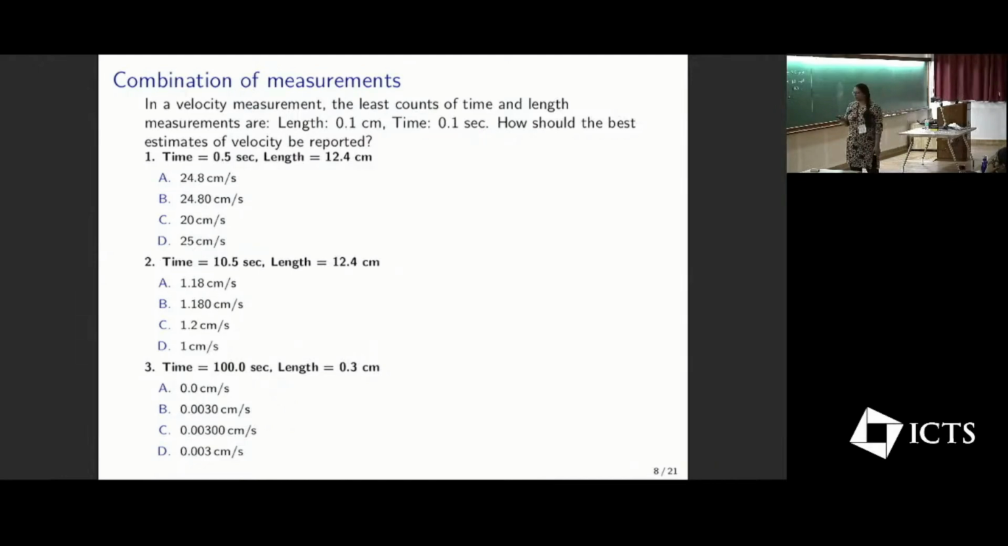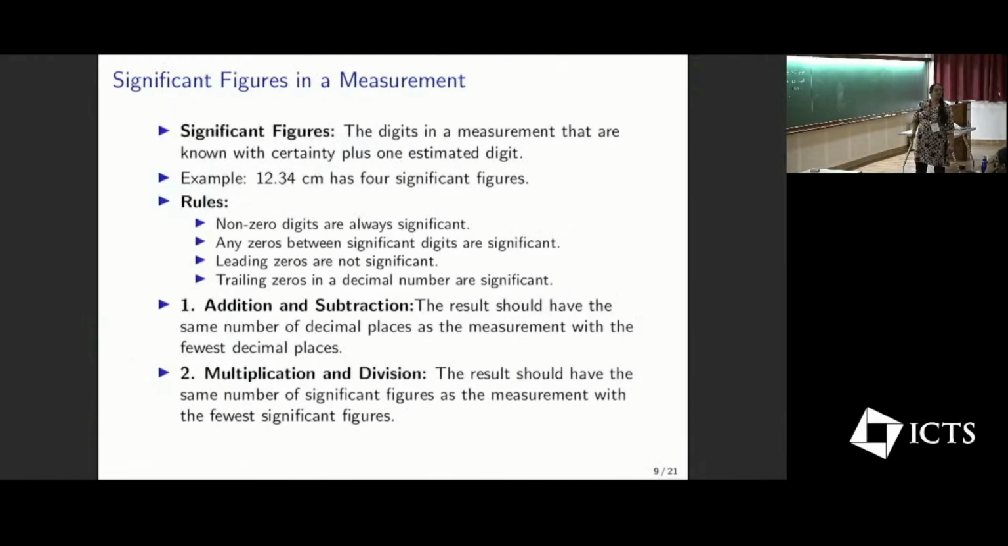I knew there would be several people who are not familiar with significant figures, so I added this slide just as a recap. The definition of significant figures in a measurement is the number of digits which are known with certainty plus 1 which is an estimated digit. Like if we said it is 10.5 centimeters, then that 0.5 is actually estimated because it's closer to 10.5 than 10.